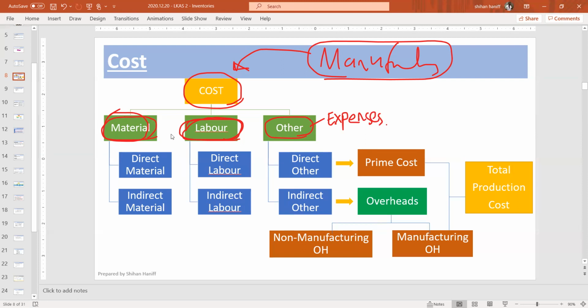Then we divide the material, labor, and other costs as direct and indirect. Direct cost means we can directly identify it from the final product.